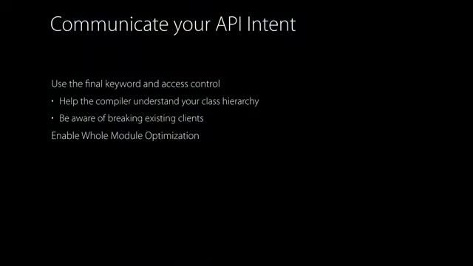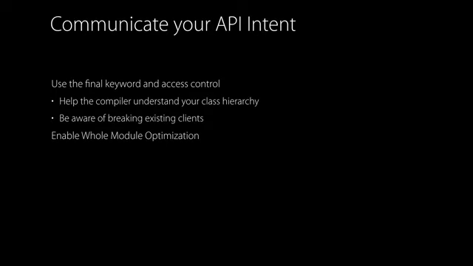So please use the final keyword and access control to communicate your API's intent. This will help the compiler to understand your class hierarchy, which will enable additional optimizations. However, keep in mind that existing clients may need to be updated in response to such changes. And try out whole module optimization in your release builds.